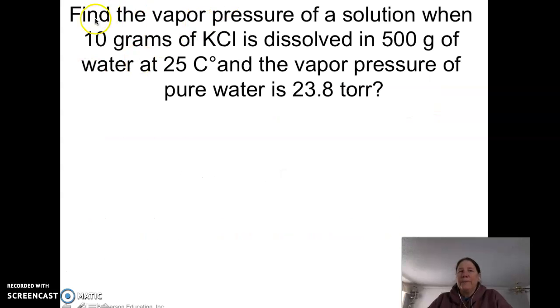We're just going to follow this law, and I'll show you how to do it. So we're going to find the vapor pressure of a solution when 10 grams of potassium chloride is dissolved in 500 grams of water at 25 degrees Celsius. That's the standard temperature. If it's not listed there, then you'd have to look up what the vapor pressure is, but we're going to go with that. And the vapor pressure of pure water is 23.8 torr. This is its normal vapor pressure. So what we've got to do is find our mole fraction.